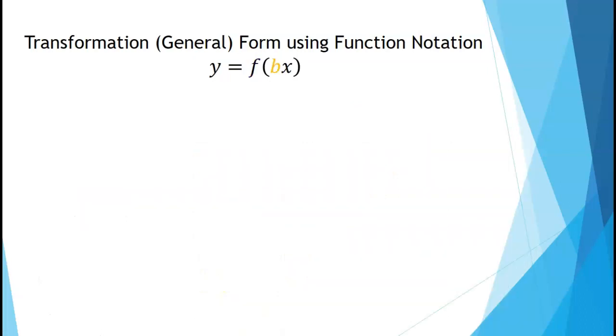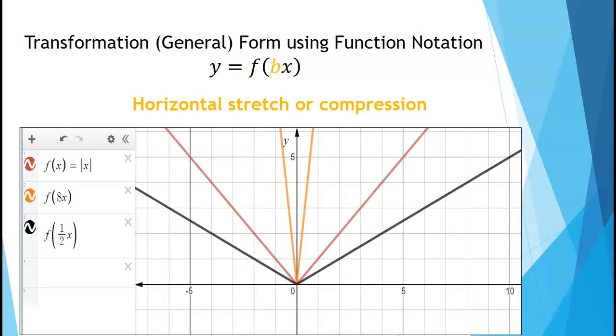All right, last, we're going to take a look at the parameter b. Now, b operates on the input x. It's a multiplier on whatever your input is inside the absolute value function. Now, it is a horizontal stretch or compression, and it too makes the graph either more narrow or wider. Now, let's take a look.